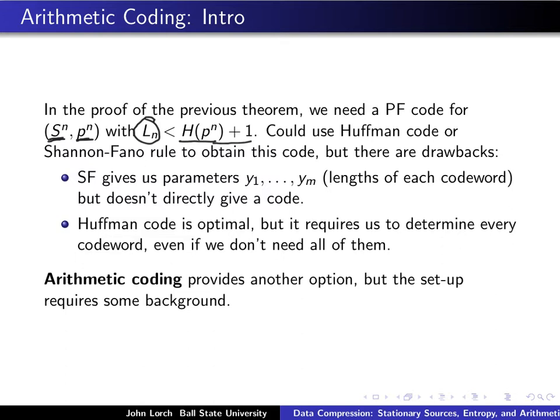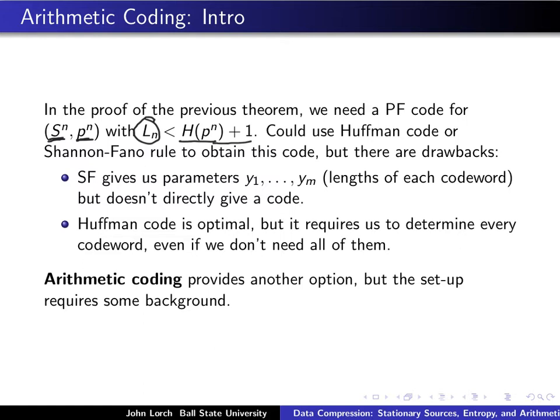Now, maybe you're remembering that to obtain that result, we could use the Shannon-Fano rule, or we can use a Huffman code, which is even better. However, there are drawbacks to both of those methods. First, the Shannon-Fano rule tells us the parameters y1 through ym, these being the lengths of each code word, but it doesn't directly give us a code. Remember, once we have those lengths of the code words, then we need to do this tree construction in order to produce the code words themselves.